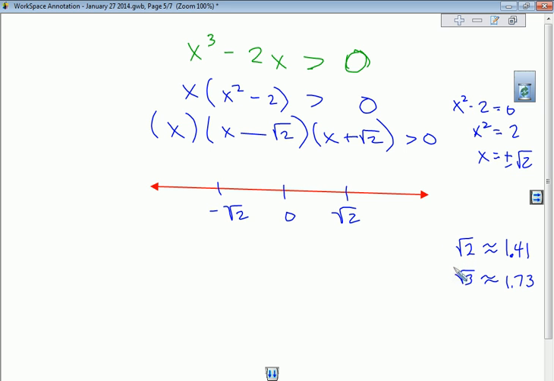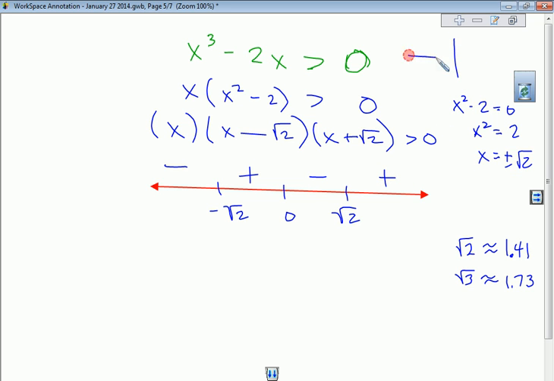So like this problem could be on the no calculator page of your test. So we might pick like -2 for down here. So that would be a negative times a negative times a negative, which is a negative. And then plug in something in between here, like -1. A negative times a negative times a positive is a positive. And then plug in something here, like +1. A positive times a negative times a positive is a negative. And then plug something here, like 5. A positive times a positive times a positive is a positive.